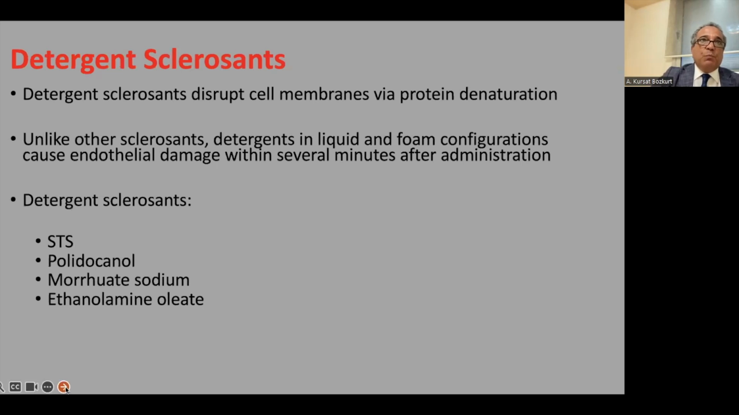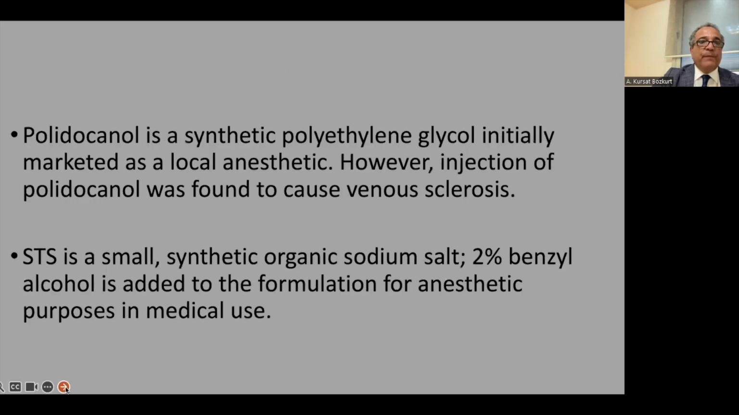We mostly use detergent sclerosing agents. These cause protein denaturation and at the end disrupt cell membranes, and the effect starts in minutes. We have sotalol, STS, polidocanol, sodium morrhuate, and ethanolamine oleate, but most commonly we use STS or polidocanol.